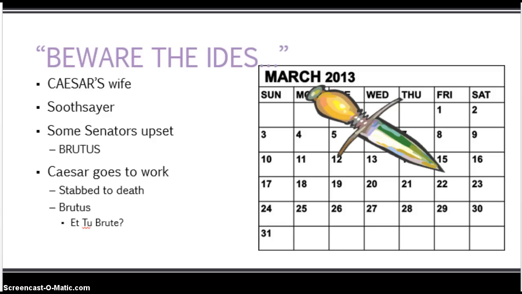Some of the senators are upset with how powerful Julius Caesar has become, including his best friend, Brutus. Even though Caesar was warned about the Ides of March by his wife, having this weird gut feeling, and by this fortune teller, he goes anyways. He's Julius Caesar. He's invincible.